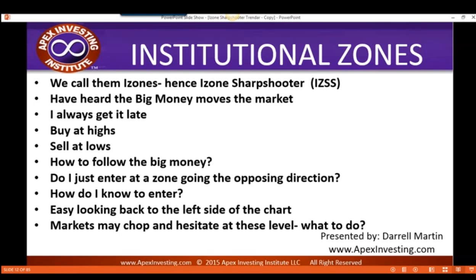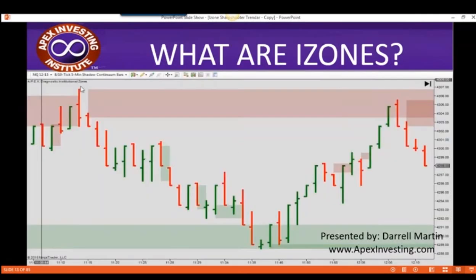But a lot of times what happens is we think, well, I understand that there are these big institutional companies moving the market, or that there are certain levels that are big support and resistance levels based on institutional trades, but I always seem to get in late. I find myself thinking, oh, the market's moving, but then I seem to sell down here at the low, or I don't buy until right up here at the high, and then the market turns against me.